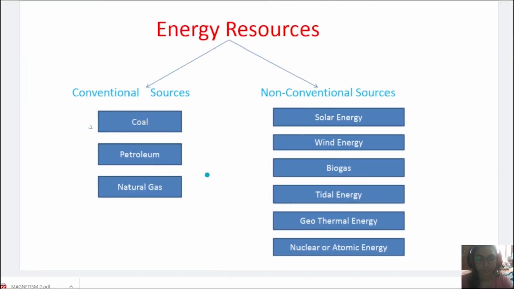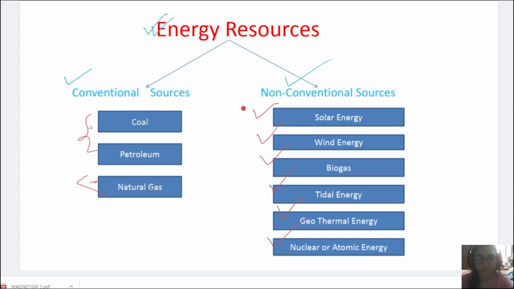And if we keep using them at such alarming rates, then one day we will run out of them. So energy sources can be divided into conventional and non-conventional sources. Conventional, as we talked about: coal, petroleum, natural gas, that is CNG. The only difference is that CNG is a little less polluting, but it is still a conventional source. Non-conventional: we find solar energy, wind energy, biogas, tidal, geothermal, nuclear, atomic.